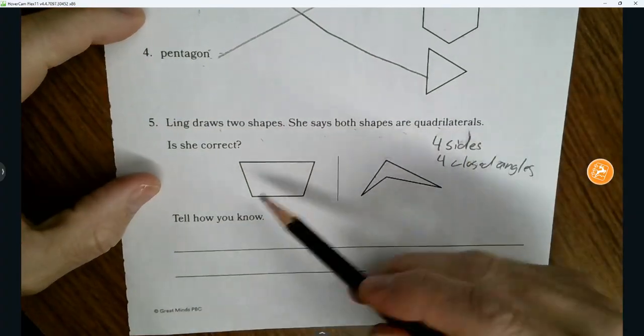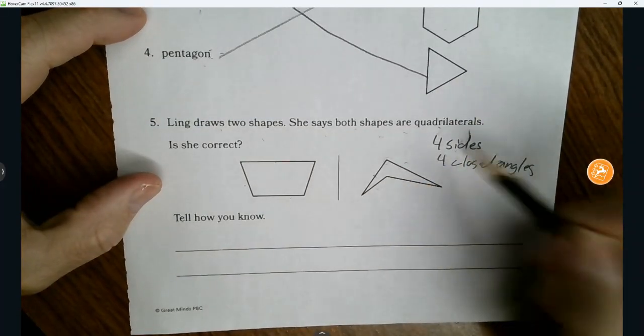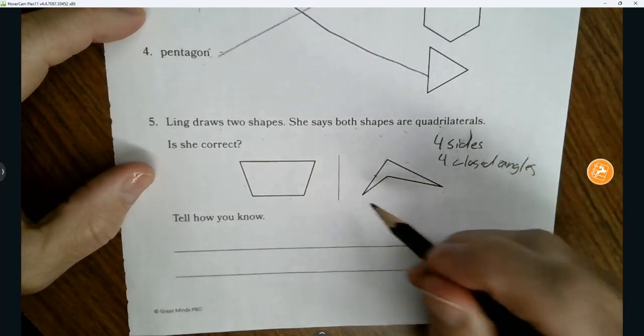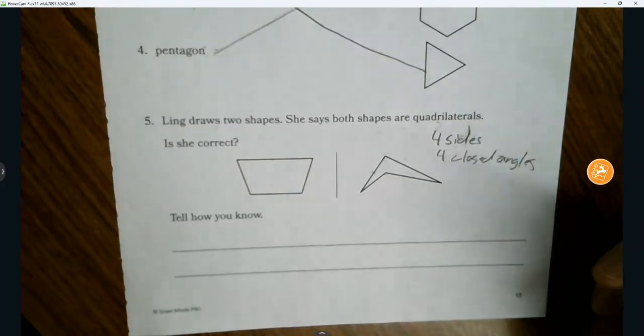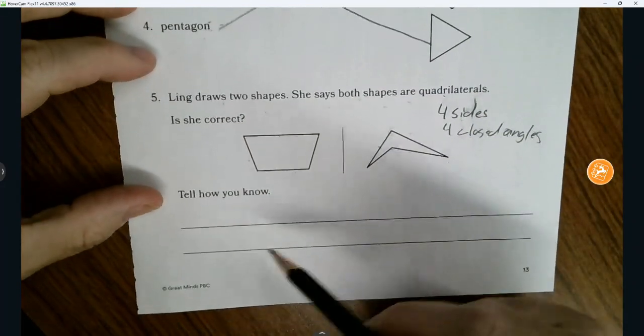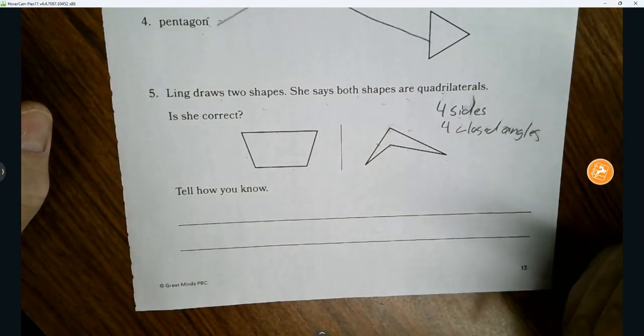Okay. So does each of these have 4 sides? 1, 2, 3, 4. 1, 2, 3, 4. They all have 4 sides. They have 4 angles, 4 closed angles. 1, 2, 3, 4. 1, 2, 3, 4. All right. I helped you with that. You got to use your words and write it down here how you know.